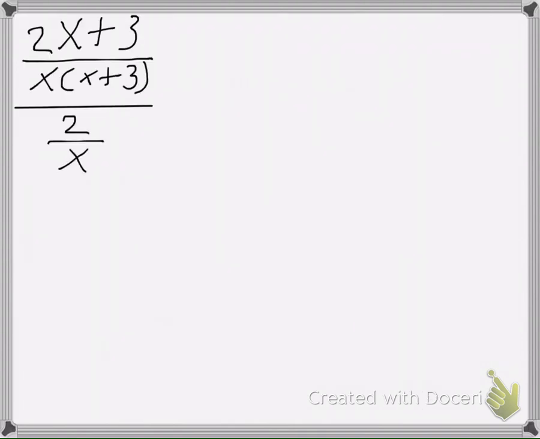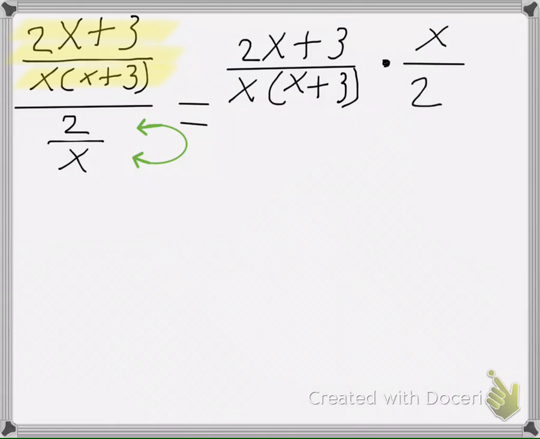So this is what I had before. Now I'm going to use keep, change, flip to simplify this. I'm going to keep the numerator the same, and then I'm going to change the denominator by flipping it. So this is the result once I've done that.